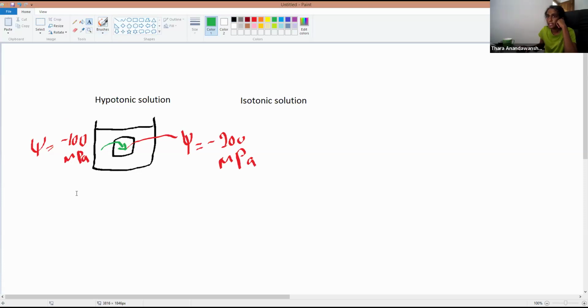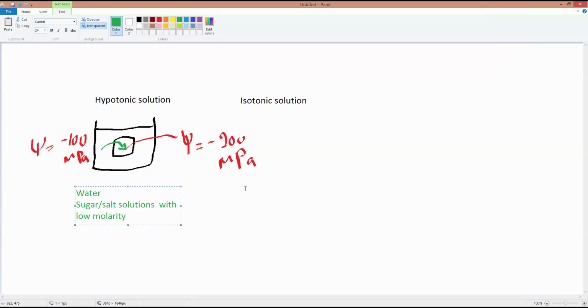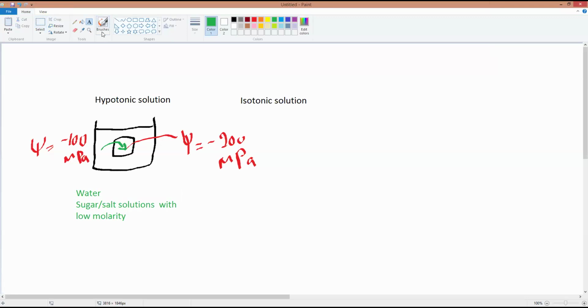What kind of thing can act as a hypotonic solution? Pure water can act as a hypotonic solution, or sugar or salt solutions with low concentration. That means solute concentration is low and water is high, low molarity. Can you understand? Yes teacher. Right.